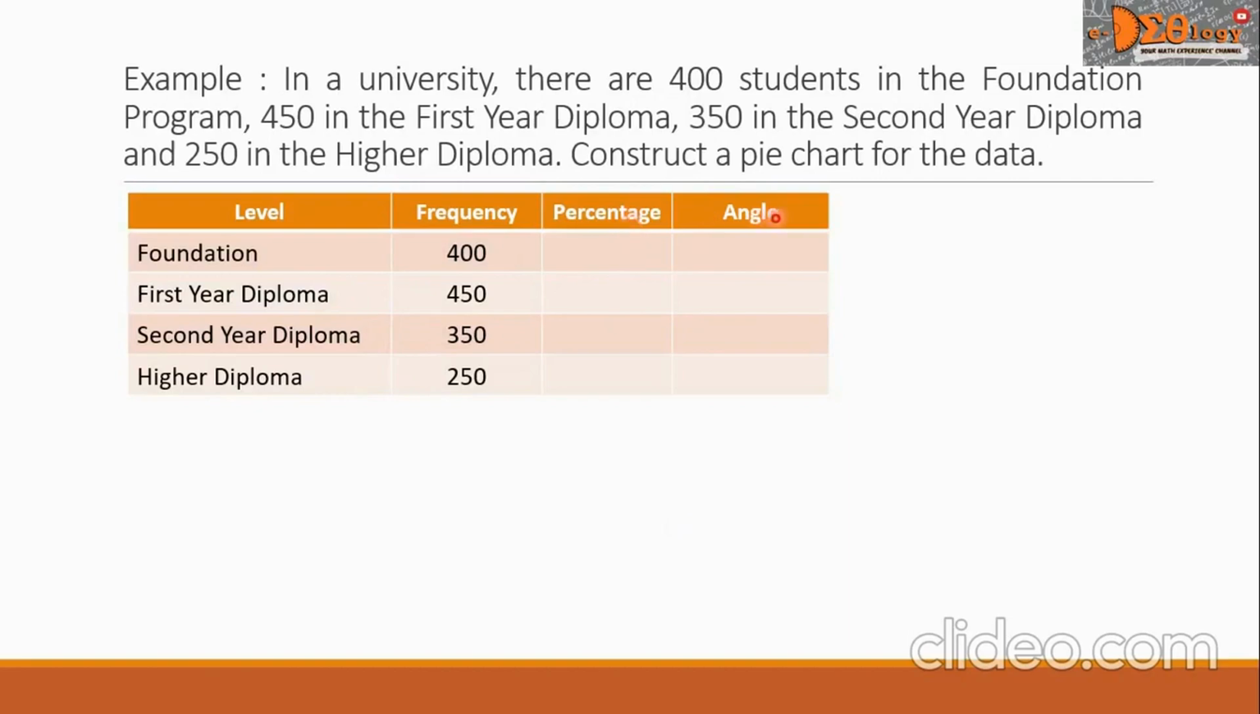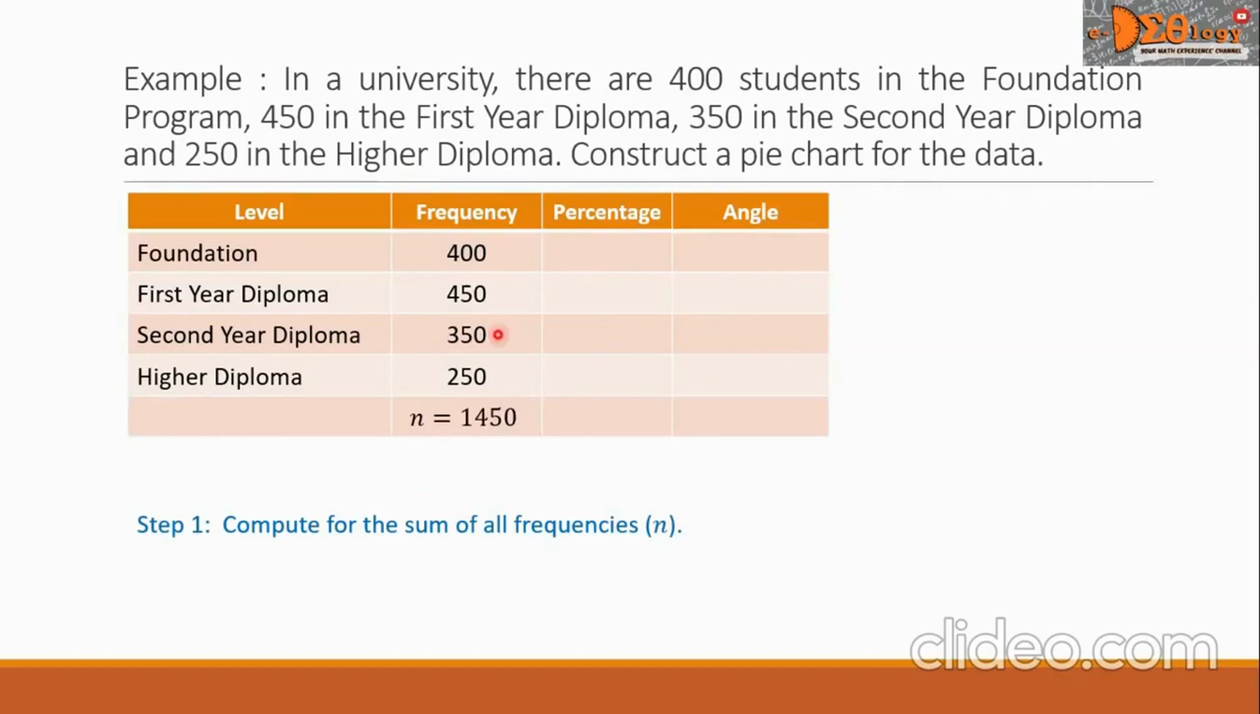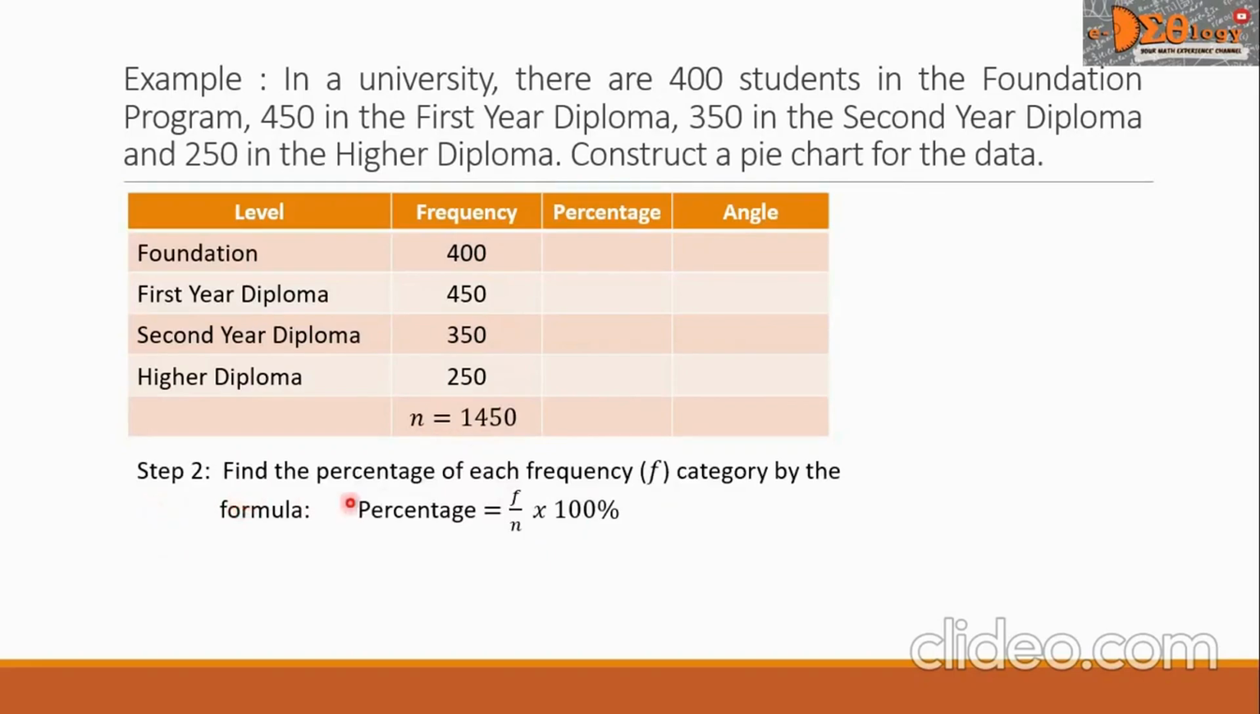There are two additional columns, namely percentage and angle, that we're going to fill in the blanks for these two columns. Let's go now to step 1, and that is to compute for the sum of all frequencies. Taking the summation of this column, we will have n equals 1450. Step 2, find the percentage of each frequency category by the formula percentage equals f over n times 100%.